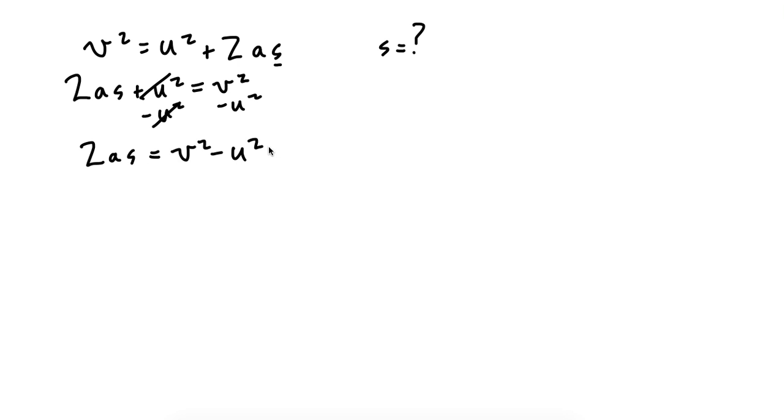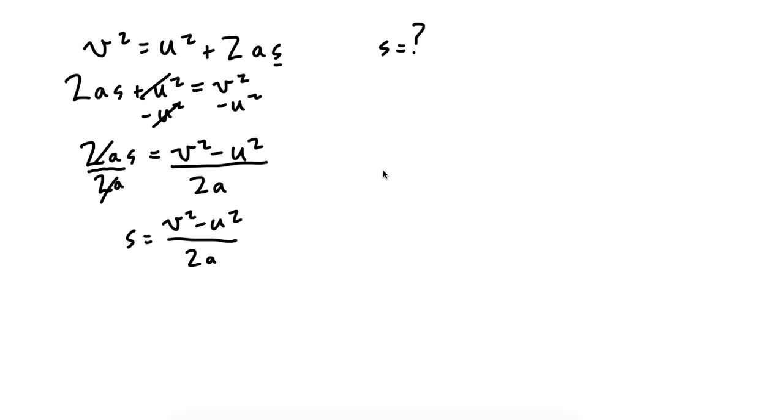We want s to be the subject, so we could do it in 2 steps and divide by 2 and then divide by a, but let's just divide both sides by 2a. So we'll divide that side by 2a and those will cancel out, and we'll divide that side by 2a, and we're done. Just rewrite it neatly: s equals v squared minus u squared over 2a. So that wasn't too difficult, just the same stuff, doing the same thing to both sides.